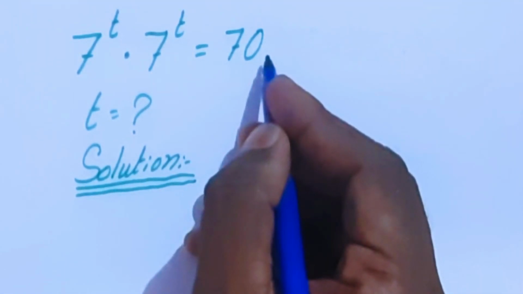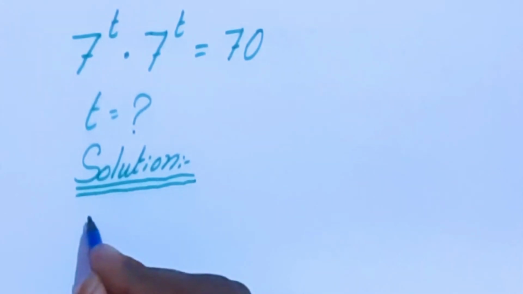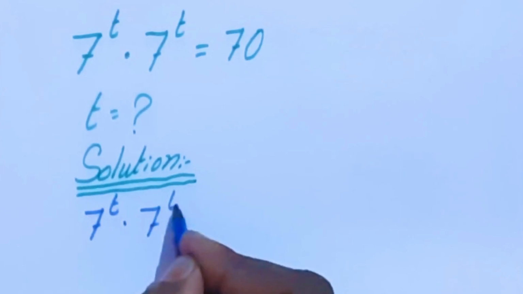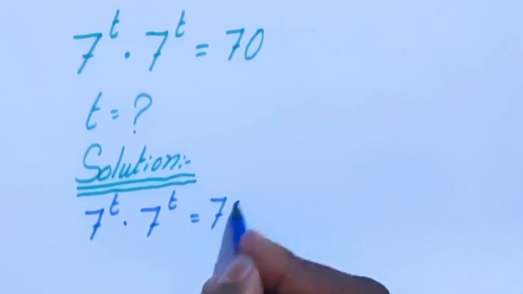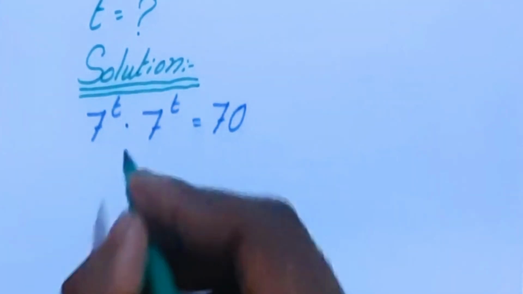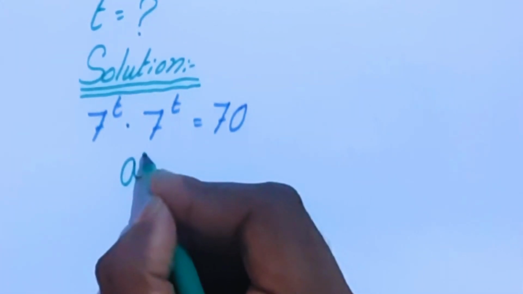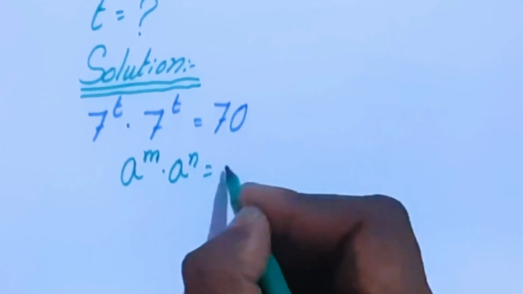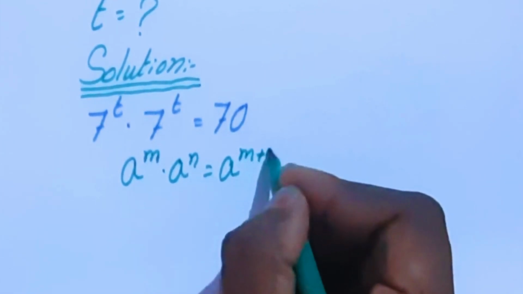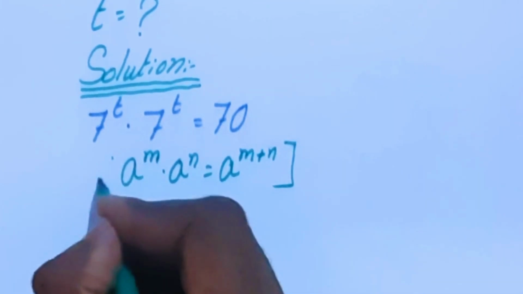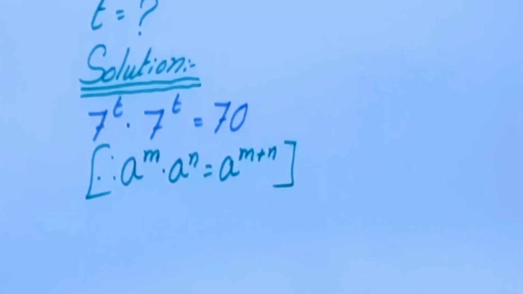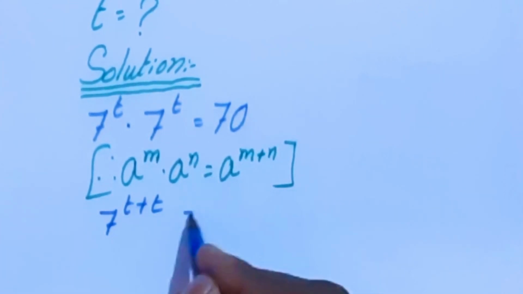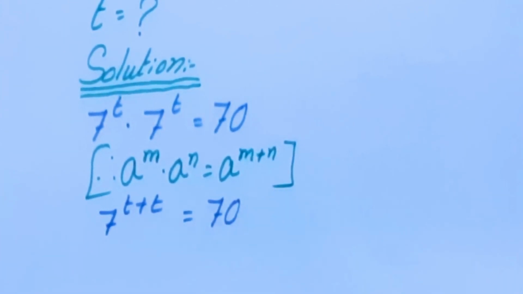Today we are going to solve this problem to find the t value. Solution: 7^t times 7^t equals 7t. Now we are going to apply the exponent identity that a^m times a^n equals a^(m+n). So we'll get 7^(t+t) equals 7t.